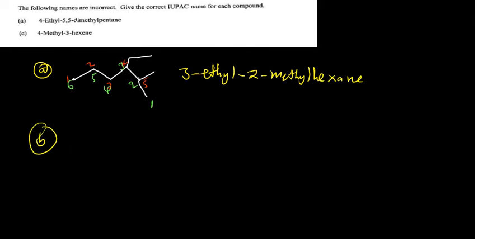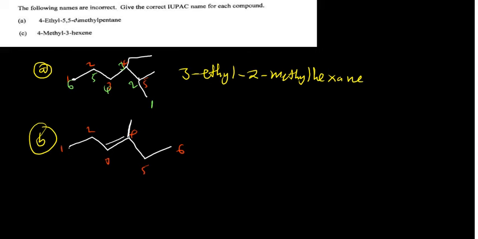Let's also consider B. We've been told 4-methyl 3-hexene. Hexene means there are 6 carbons: 1, 2, 3, 4, 5, 6. But this is a 3-hexene, which means at position number 3 there's a double bond. So let me number it 1, 2, 3, 4, 5, 6. At position number 3 there is a double bond, so at this position. Now at position number 4 there is a methyl, so at this end there is a methyl here. So what would be the correct name for this one?